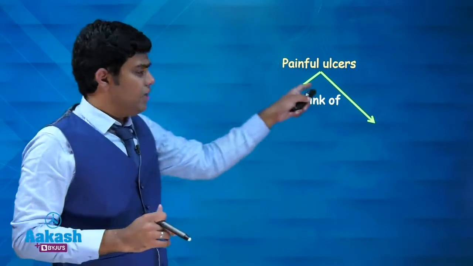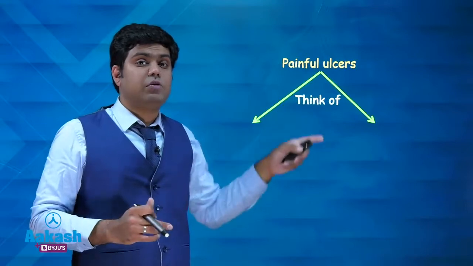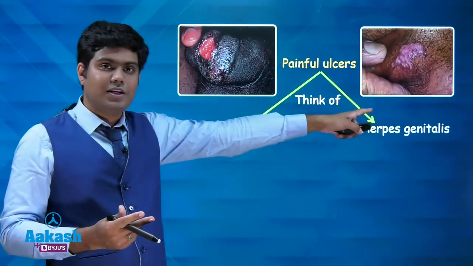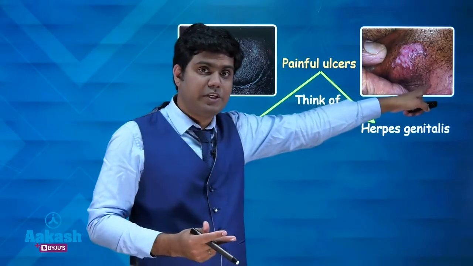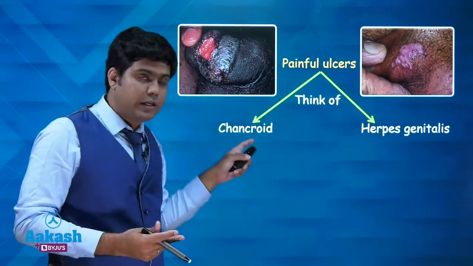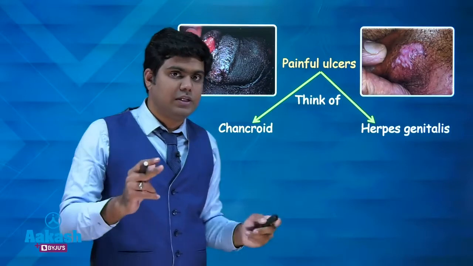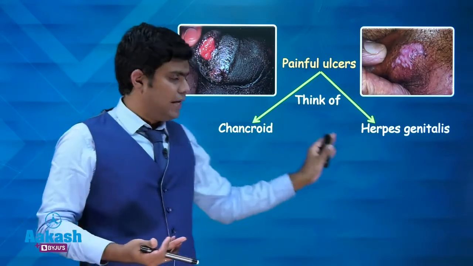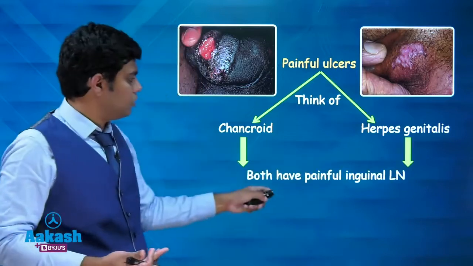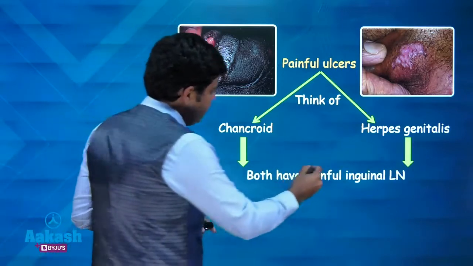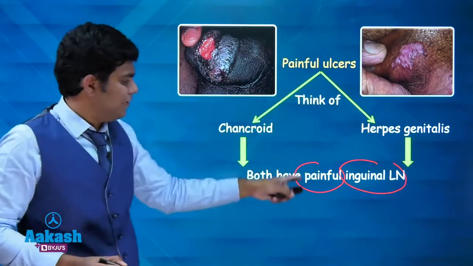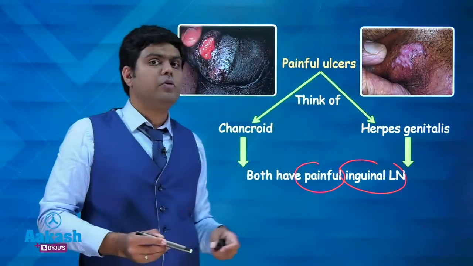Right. So painful genital ulcer, what is the differential diagnosis? Two important differentials. What are they? Herpes. So this is the case of herpes genitalis. This is a case of chancroid. So two DDs of painful ulcer are chancroid and herpes. How do you differentiate them? Will they have lymphadenopathy? Yes, they will both have painful inguinal lymphadenopathy. So both are painful ulcers, both will have painful inguinal lymphadenopathy. Then how will you differentiate them?